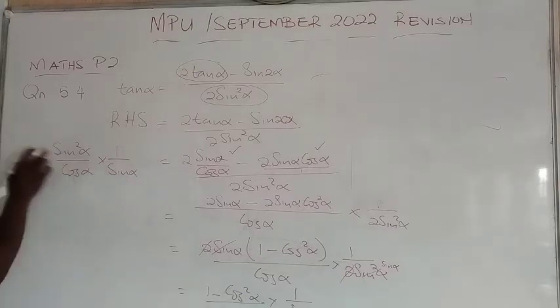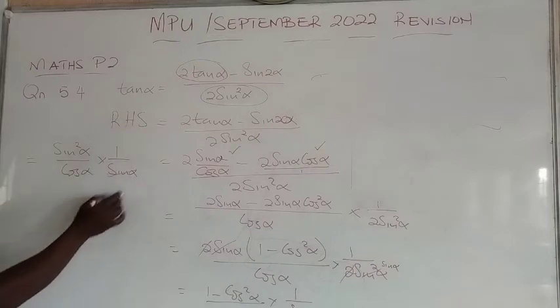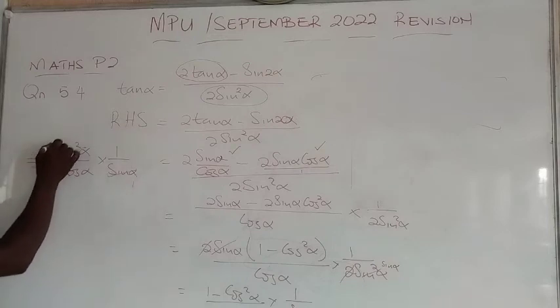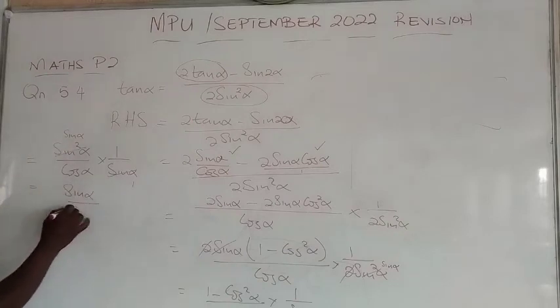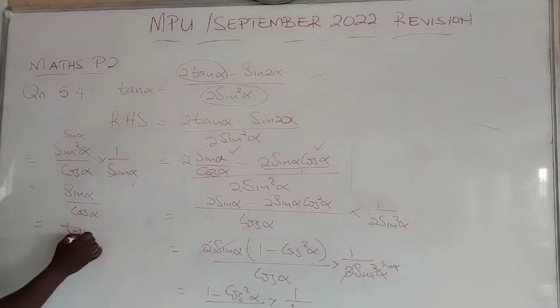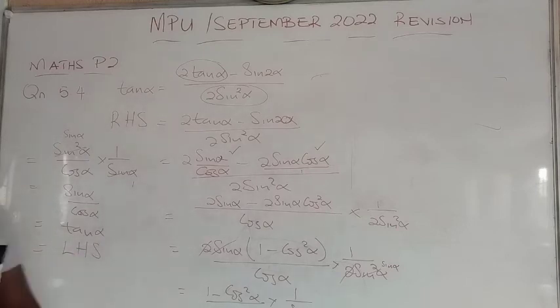And then the division here, we can divide by sine alpha, divide by sine alpha, and will remain with sine alpha. So this will be sine alpha over cos alpha, which is equal to tan alpha, which is equal to left hand side. That is how you prove.